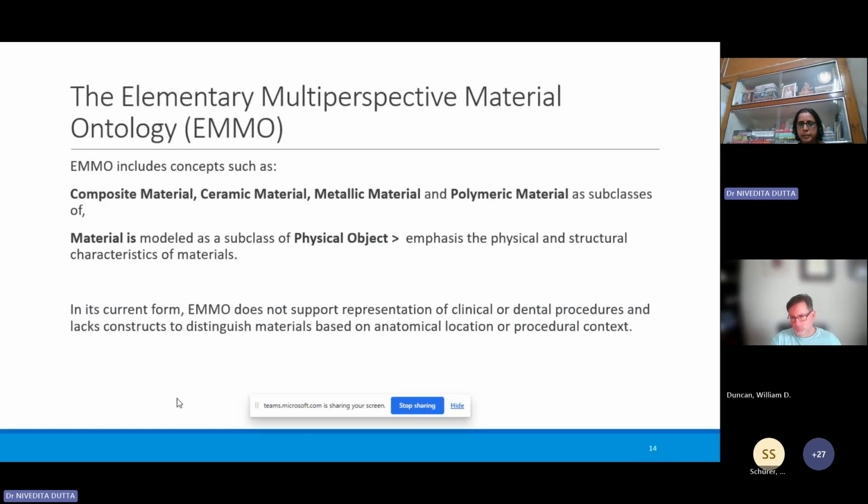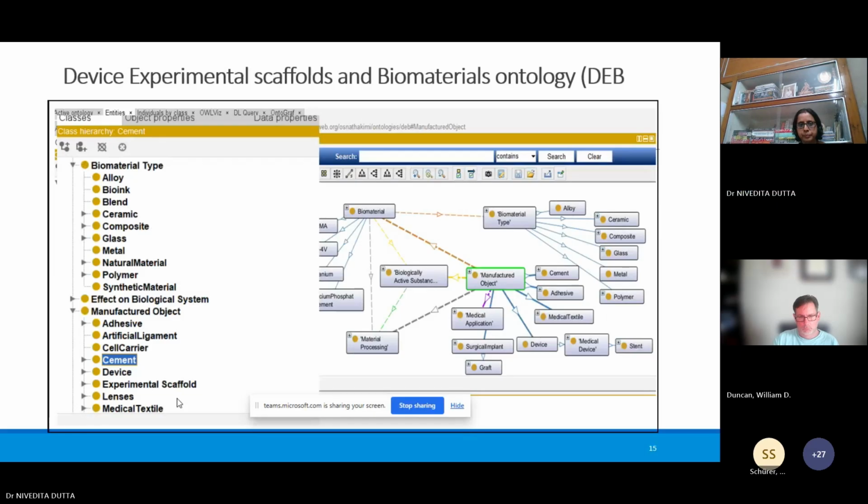This is the Elementary Multi-perspective Material Ontology, basically an upper-level ontology of the material science domain, where we found composite materials, ceramic materials, metallic materials, and polymeric materials. Those are modeled as subclasses of physical object, and it emphasizes the physical and structural characteristics of material. In its current form, it does not support the representation of clinical or dental procedures and lacks the constructs to distinguish material based on anatomical location or procedural context.